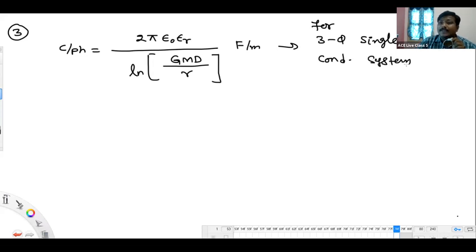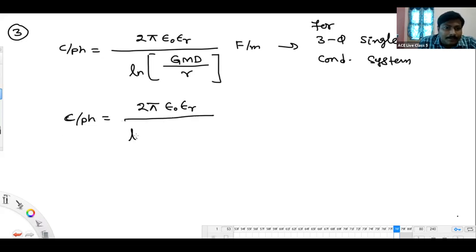Capacitance per phase. If it's a bundle conductor system, how is this equation going to be modified? C per phase will be 2 pi epsilon naught epsilon r by natural logarithm. The numerator is GMD only, but in the denominator we get a term DS. It's not GMR, it's DS. I will tell you, it's a very simple calculation.